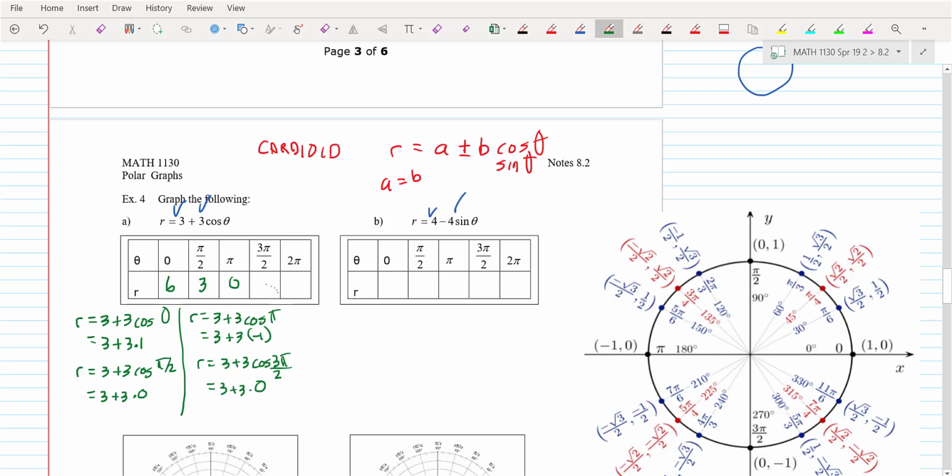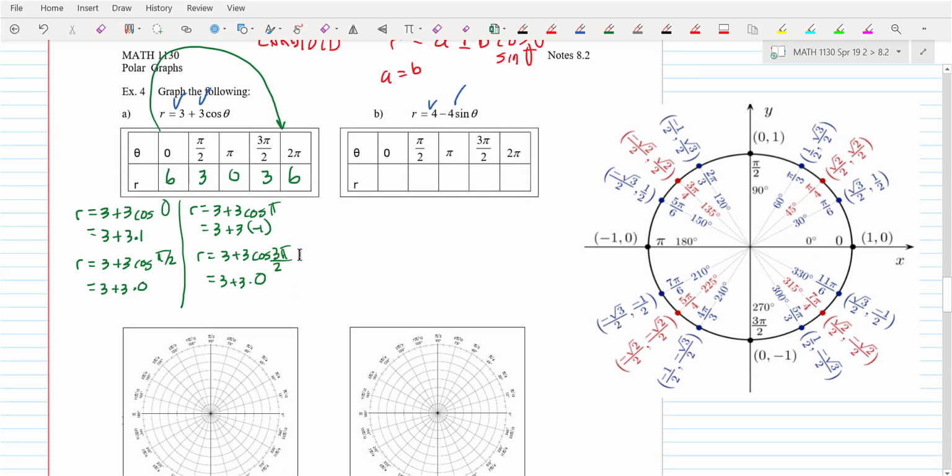So that'd be 3 plus 0, that would be 3. And then these are the same. I mean, since 0 and 2 pi are coterminal, they're going to give you the same answer back again. So what we're going to do is that stuff just comes directly from the unit circle, looking up the cosine. Now we're just going to plot the points.